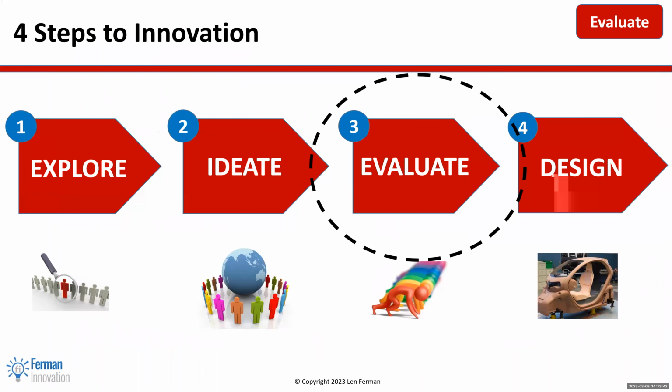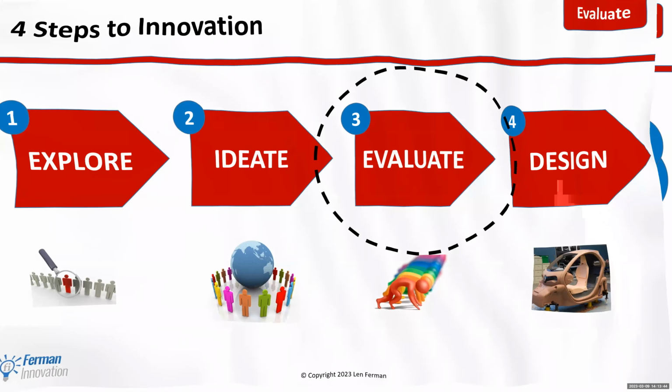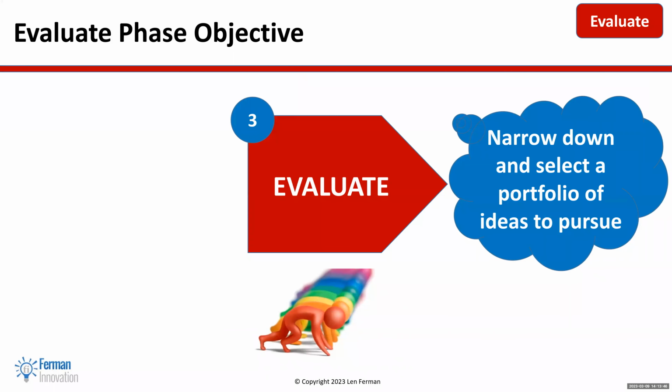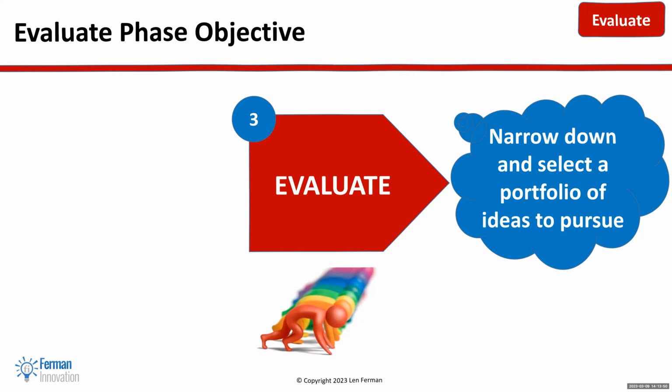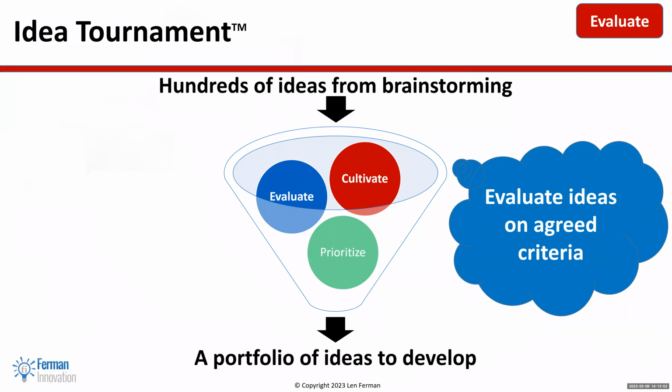Next comes the evaluate phase. And the evaluate phase, just like it sounds, we're narrowing down our ideas. I like to say we're selecting a portfolio of ideas to pursue. It might not just be one idea, but several ideas. Usually when we come out of brainstorming, we've got hundreds of ideas and we've got to narrow them down.